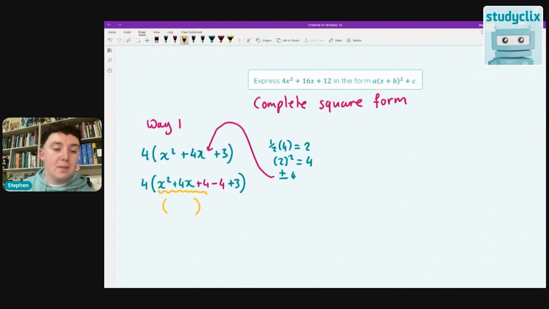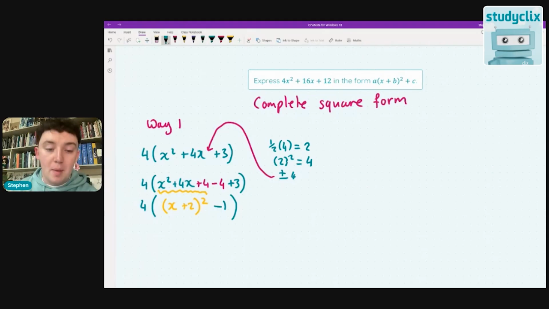Because what squared gives me x squared? Well, it's x. And what squared gives me the 4 at the end? Well, that's plus 2. And if we square that out, you get that quadratic. So we're going to say that that yellow part is (x plus 2) squared. Now, let me keep all the rest of my numbers. I have a 4 in front. I have a big green bracket. And at the end, I've got minus 4 plus 3. So minus 4 plus 3 is minus 1. So I'm going to stick a minus 1 here at the end and close my bracket.